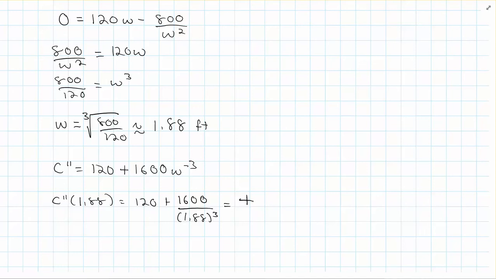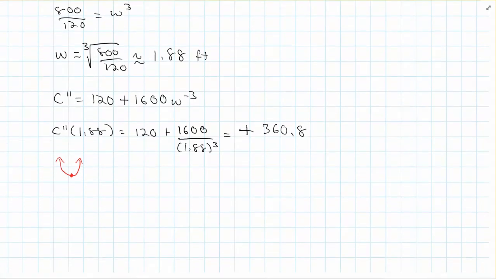But I'll go ahead and compute the number for us. And when we do compute the number, we get 360.8. And again, it's positive, so that means I'm concave up. And I have indeed found a minimum. Now I need to just finish answering the question.